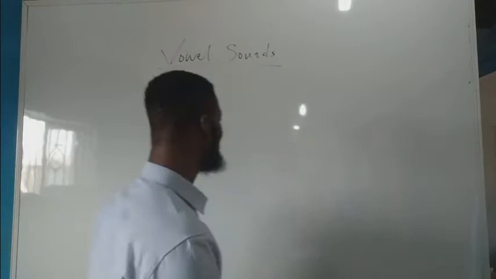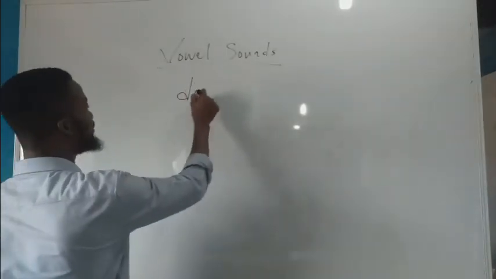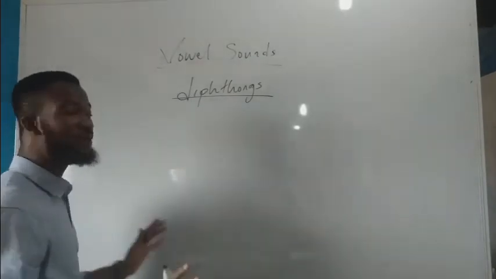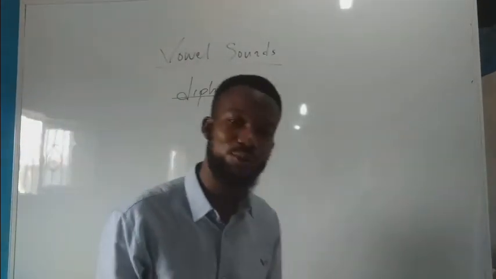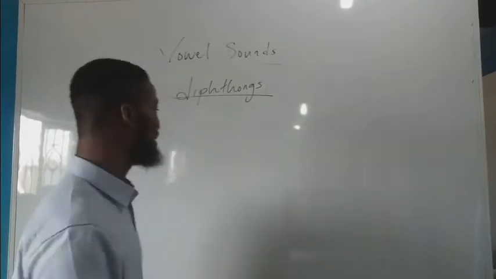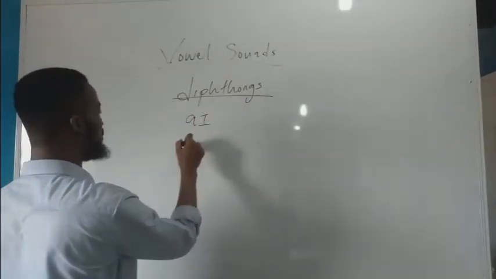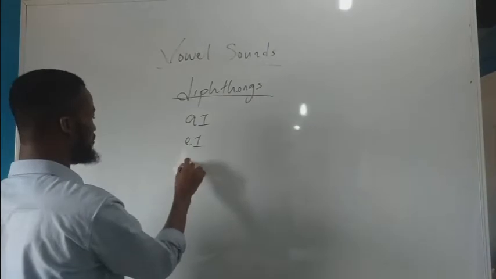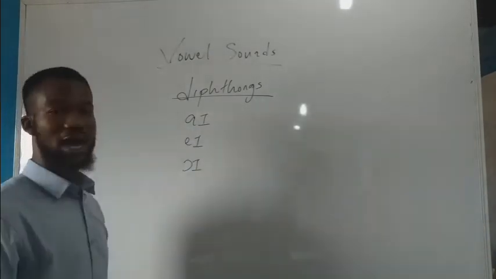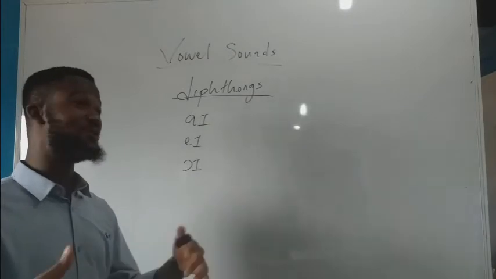What are diphthongs? They are vowel sounds that are formed by the combination of two vowel sounds or two pure vowel sounds. An example is I. We also have A. We have Oi. Let's start with these three. There are 8 in number. Let's start with I. I is found in any sound where you have I.